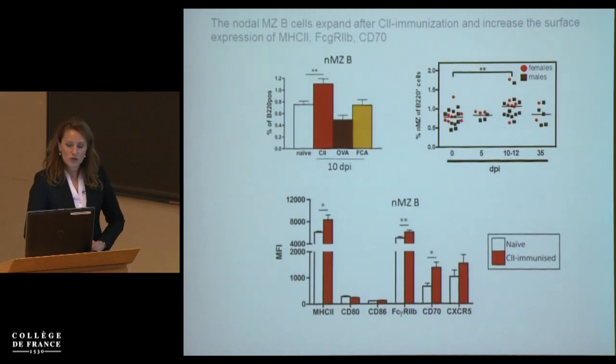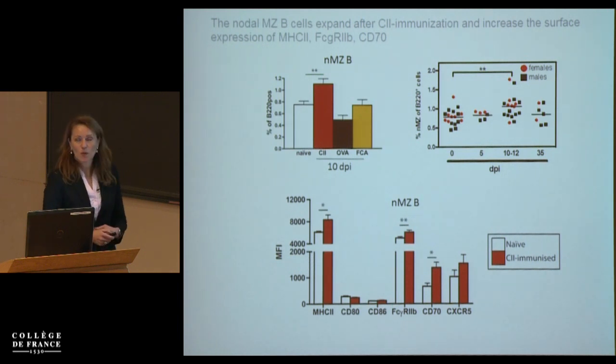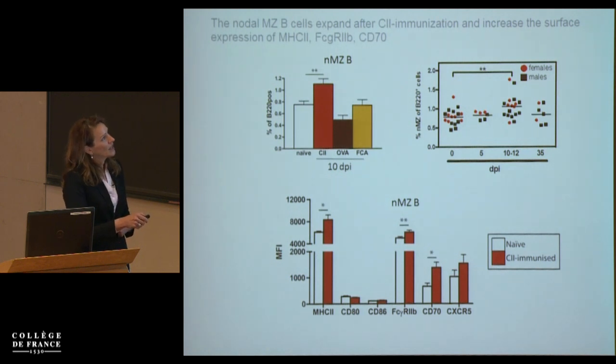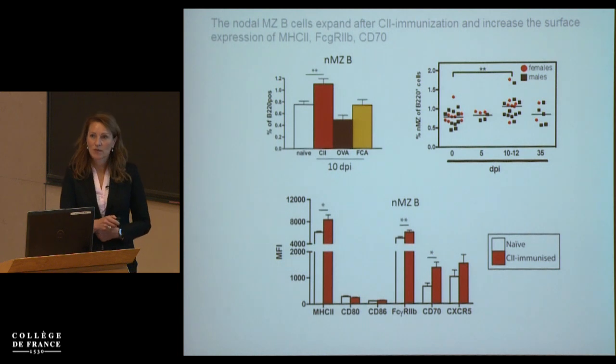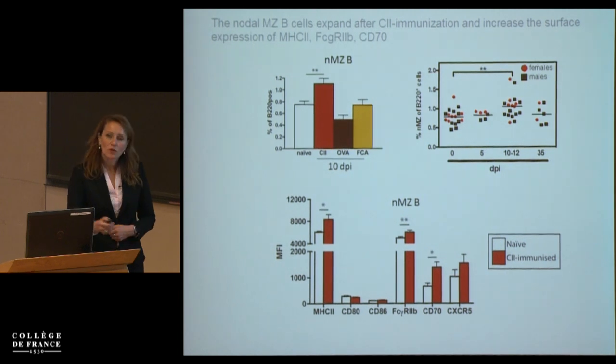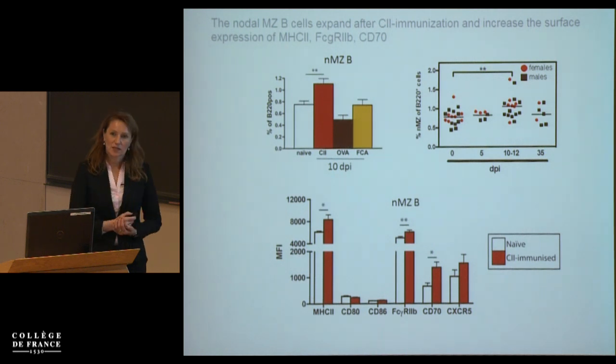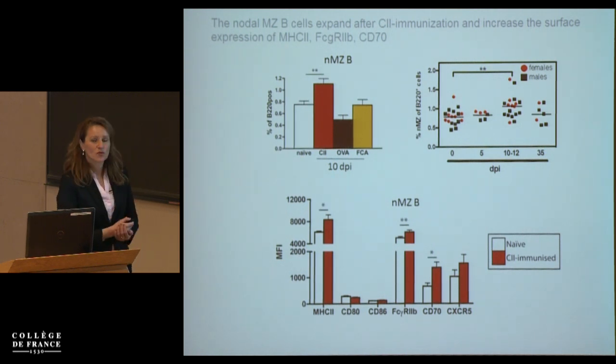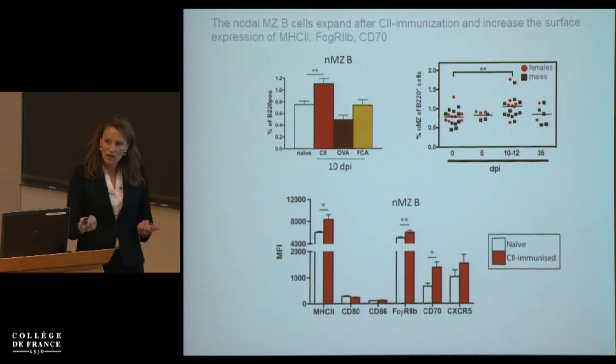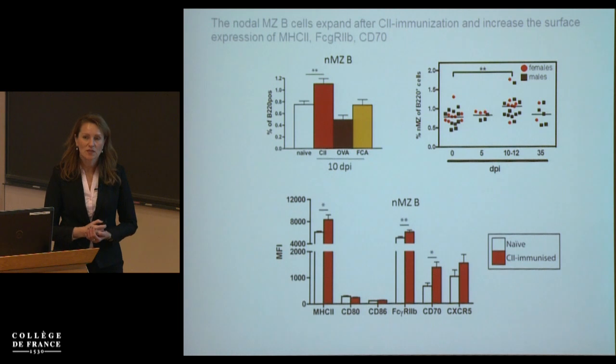And we wanted to see what will happen if we immunize the mice with collagen. What happens to this population? Well, 10 days after immunization, compared to untouched mice, we see that the frequency of nodal marginal zone B cells out of the total number of B cells in the lymph node increases. And this is very interesting if you compare here. If you use another antigen like OVA, this control antigen, you don't get this expansion. And if you just use Freund's complete adjuvant, which lacks collagen, you don't get this expansion either. So they only expand if you have collagen around.